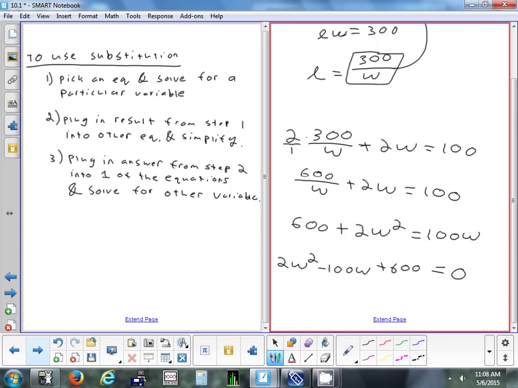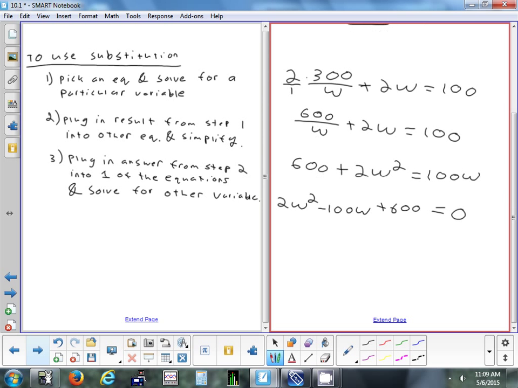Now, even before you try to think of the different methods you can use to solve that, there's something you could do to make the numbers a little smaller in this equation. Anybody see what you could do to all four parts? Yep. I was going to say divide by 2. Yeah, you can divide everything by 2. Just going to make the numbers a little smaller. So W squared minus 50W plus 300 equals 0.